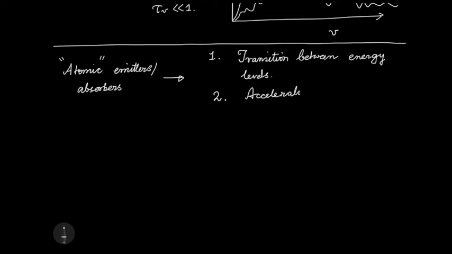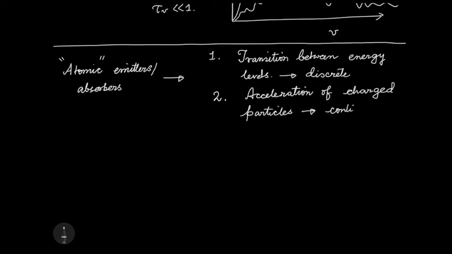The other is acceleration. When I say acceleration, it can also mean deceleration of charged particles. That you have learned in your electrodynamics course, that acceleration of charged particles gives rise to radiation. So the first one gives kind of discrete energy levels. This kind of gives continuous spectra.